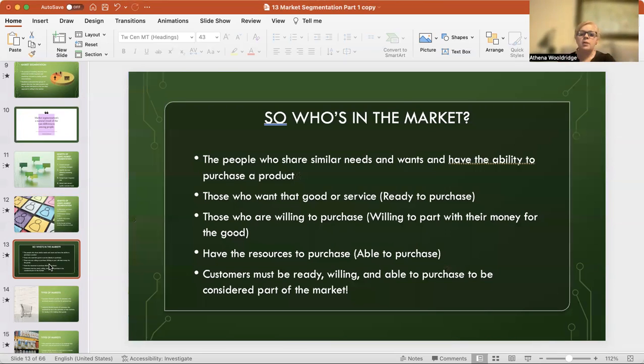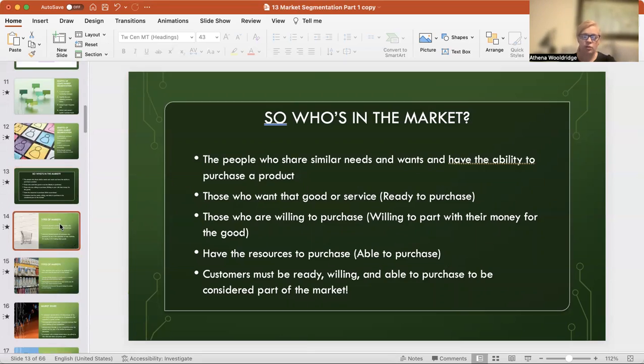Who's in the market? People who share similar needs and wants, okay? People willing to purchase, people who want the good or service, have the resources to be able to purchase, and they're ready, willing, and able to be a part of the market. Okay. People who are not a part of that market, maybe one of these days I dream about having a Lamborghini. I'm not in the target market. I'm a dreamer. I am not ready, willing, and able. Maybe ready, maybe willing, but maybe not absolutely able to purchase a Lamborghini. So I'm not a part of their marketing strategy.